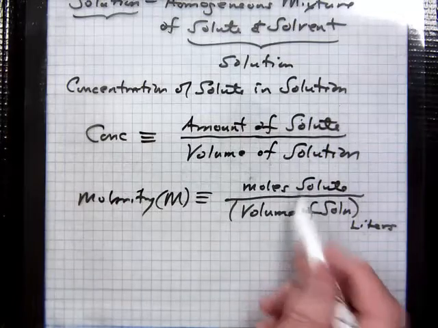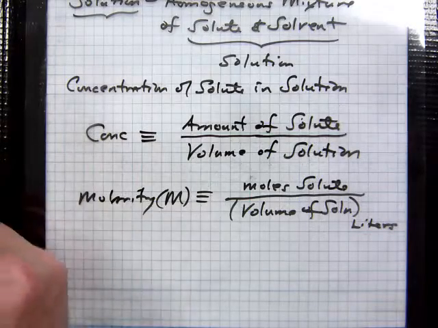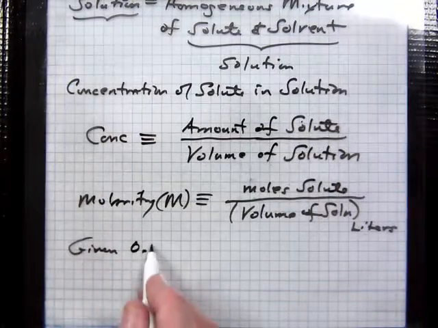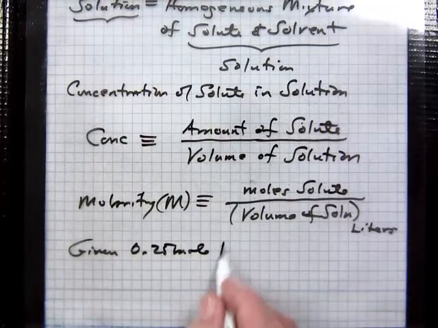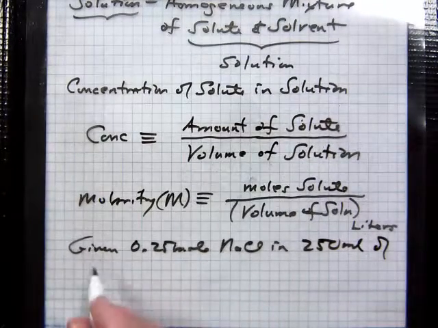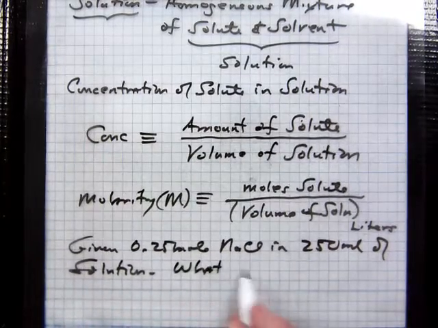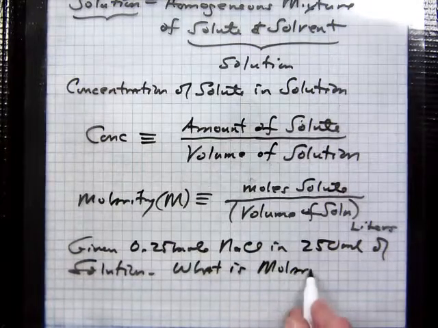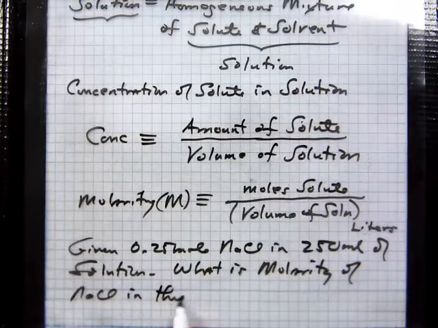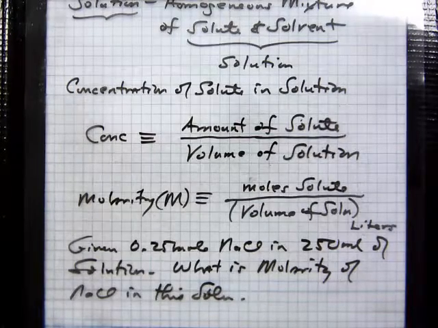It's actually a density number. Mass volume ratio is the distribution of solute in a given quantity. Say you're given 0.25 mole of sodium chloride in 250 milliliters of solution. What is the molarity of NaCl in this solution? And you just follow the definition.